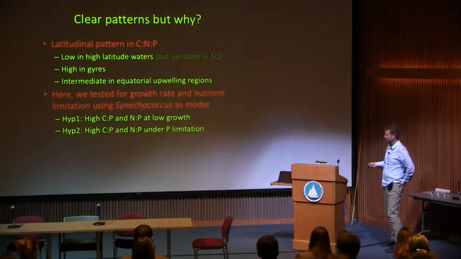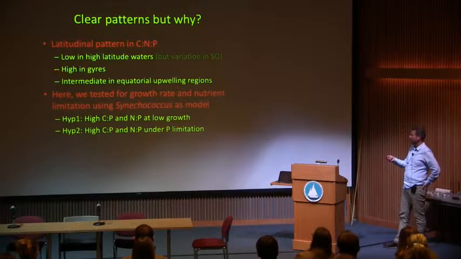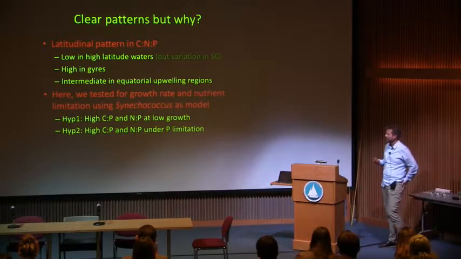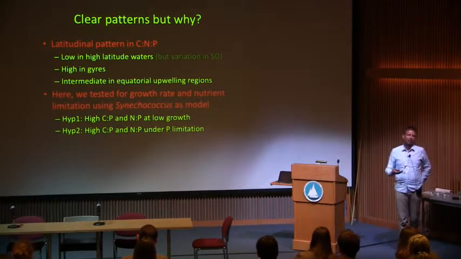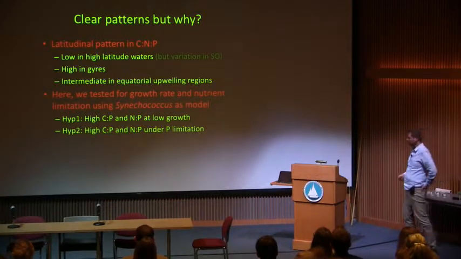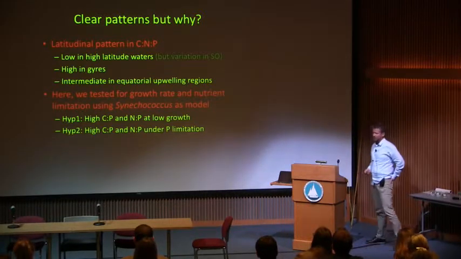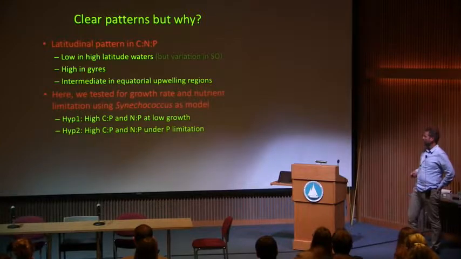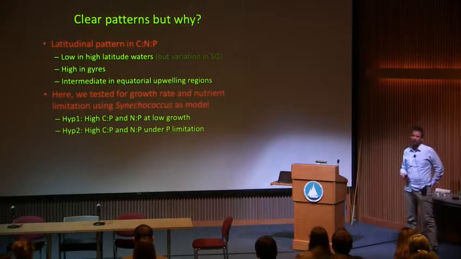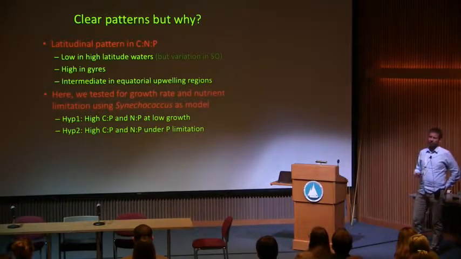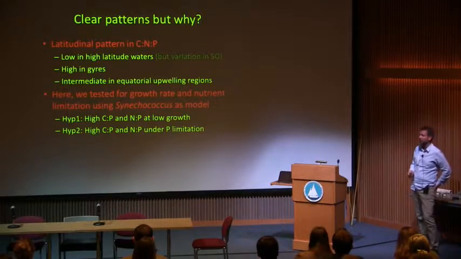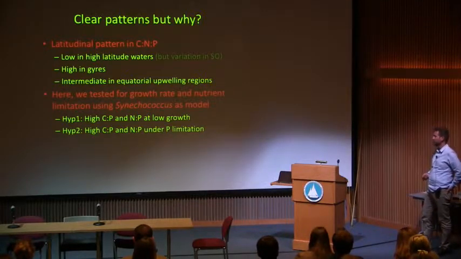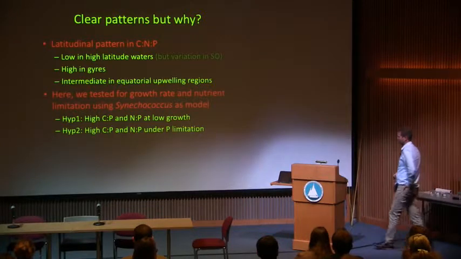So we have this latitudinal pattern with low and high latitude waters, high in gyres, and maybe intermediate at the equatorial upwelling zones. And now we want to ask, what are the underlying drivers for this variation? And the first set of experiments that I wanted to show today is where we tested what the effect of nutrient limitation, and particularly nitrogen and phosphorus limitation, is on the elemental composition of Synechococcus.